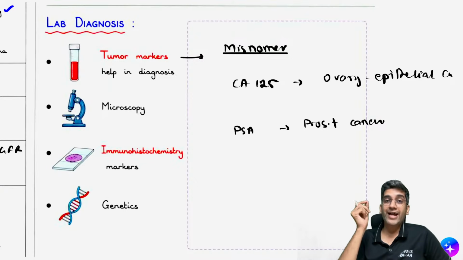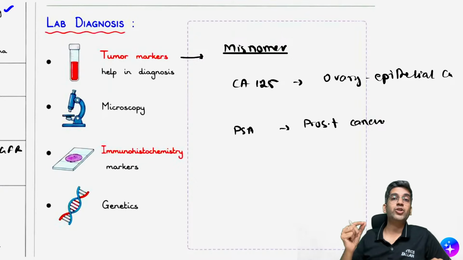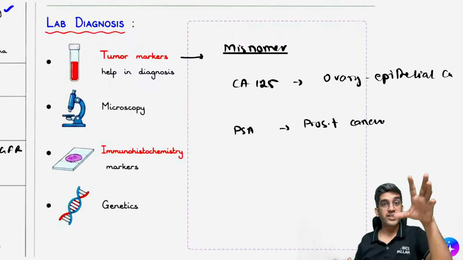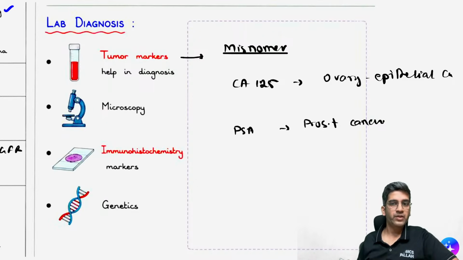That's why it is not diagnostic, it's always an adjunct to diagnosis. I cannot say this patient has prostate cancer only with PSA. I can suspect, and take a biopsy and prove it. That's why maybe the question came, they are misnomers.